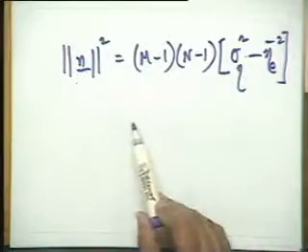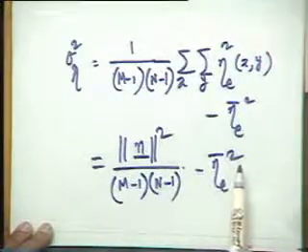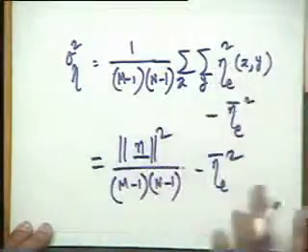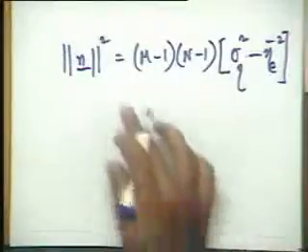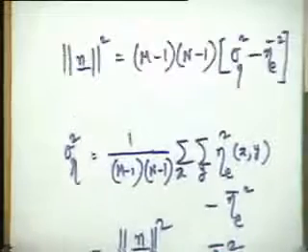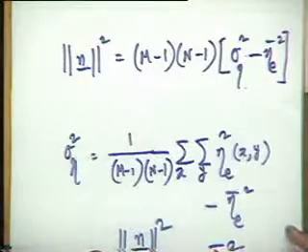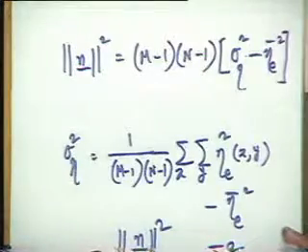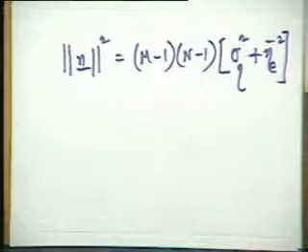Alright, yes, any question? Previous one, yes. Alright, so this was our expression, and from it we are getting sigma square plus eta e bar square. Sigma square plus eta e bar square. Oh yes, you are correct, this is what it is.